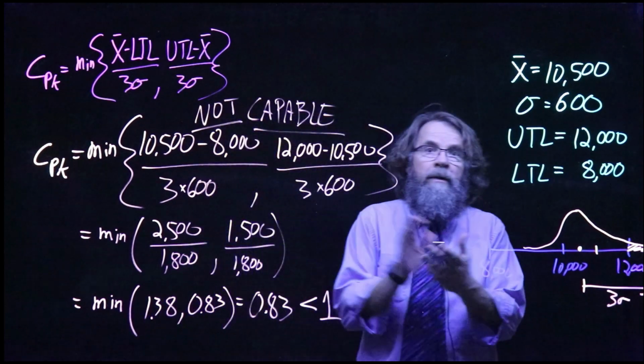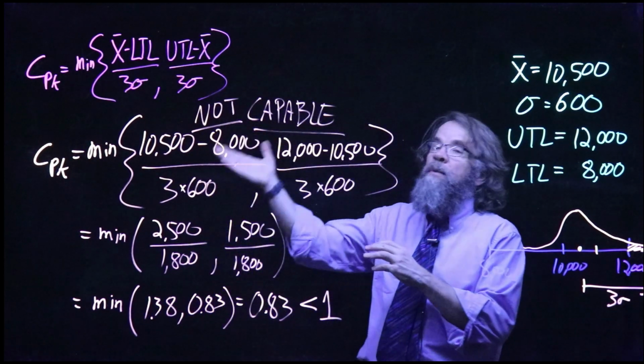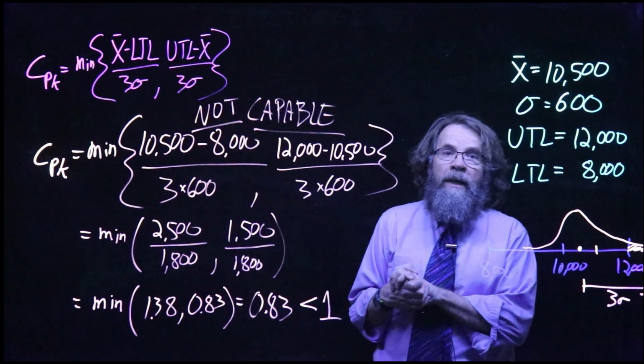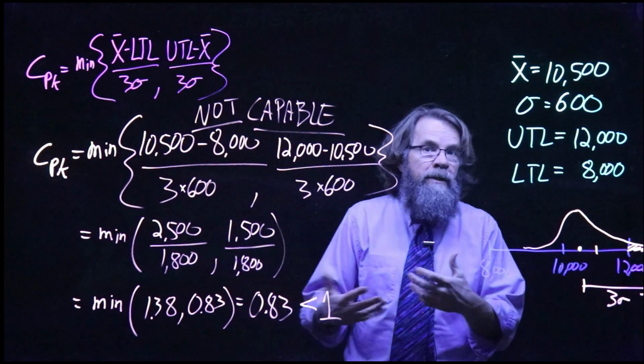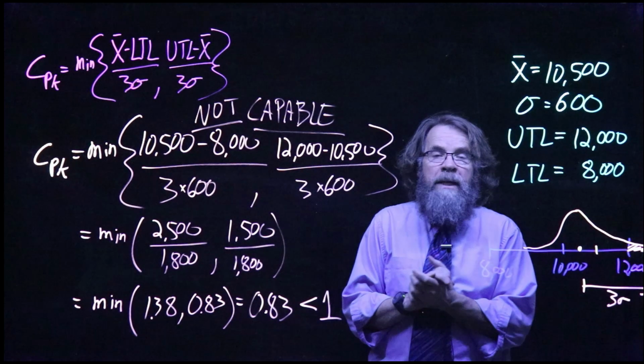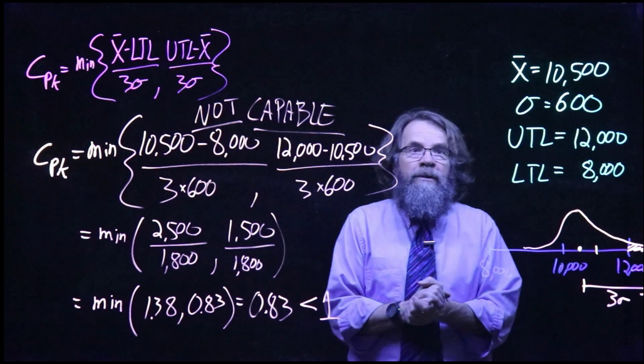So in a nutshell, the process capability calculation CPK is a very quick, easy way to decide if a process as it's currently functioning is capable of meeting our customers' tolerance specifications.